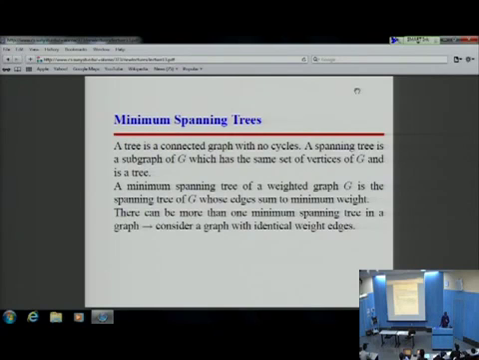So what is a minimum spanning tree? Well, a tree, as we've said, is a connected graph with no cycles. That's what a tree is. We talked about trees many times. A spanning tree of a graph is a subgraph, meaning a subset of edges, such that it has the exact same set of vertices as the graph. And those edges form a tree.